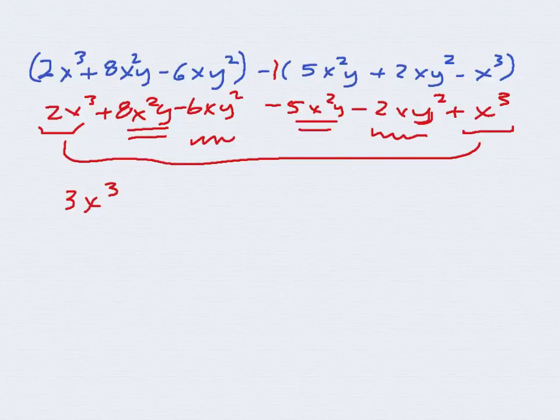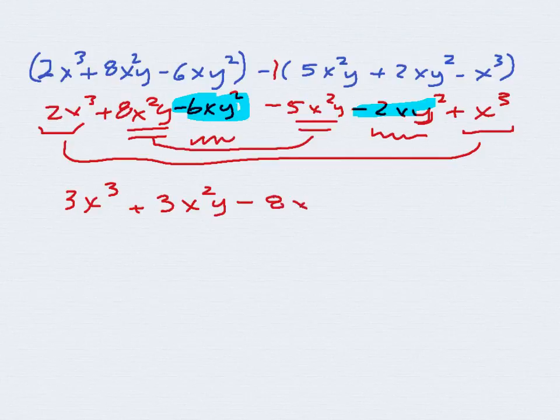Now I'll put together the x squared y's, these ones. And 8 take away 5 is a 3. So it's a plus 3 because it's 8 take away 5. So plus 3x squared y. And then last but not least, you've got your xy squared. You've got a -6 and a -2. So together that's going to give you -8xy squared.